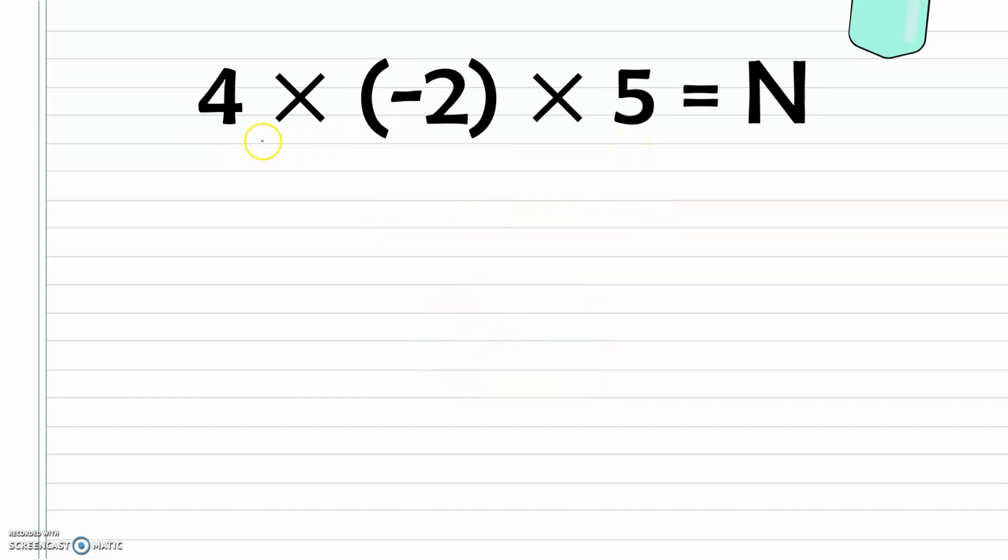Next, what if we have 4 times negative 2 times 5 equals n? Again, we multiply the numbers first, so 4 times 2 is equal to 8 times 5, that is equal to 40. To identify the sign of the product, we simply have to count the number of negative integers in our factors. This is positive, this is negative, and this is also positive. So all in all, we only have one negative factor.